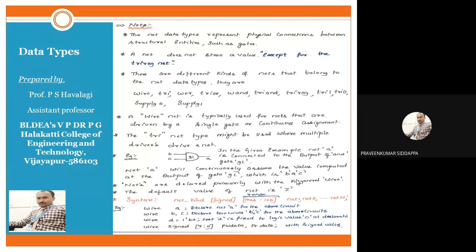Discussing that concept. In the last class, we started the first data type, that is the value set. There are four value sets, and we have discussed those four: 0, 1, x, and z.